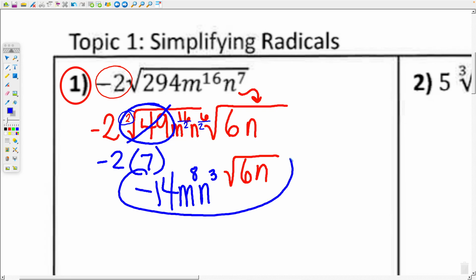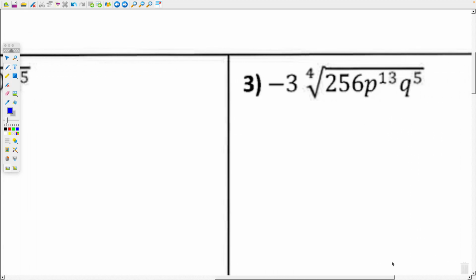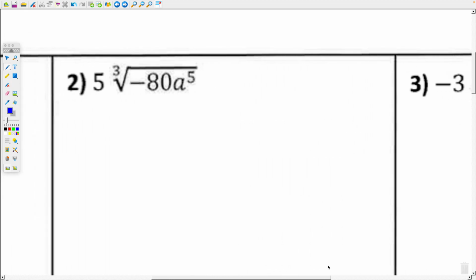That is so sloppy. Let me circle that. There you go. That's your answer. Negative 14, M8, N3, and then the radical 6N. I promise I will write the next one a lot neater. Do you have that? Now, I'm not going to wait for you to take pictures of the screen because I told you I'm going to post this. So you'll be able to mute me and zoom along if you want to later. So I'm skipping number 2 and number 3, unless you have a question of where to start on those.